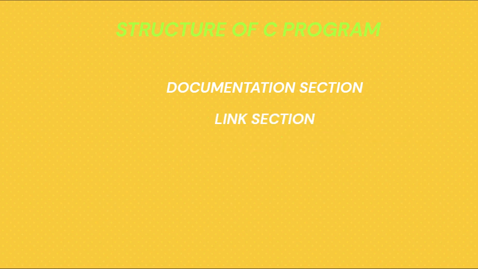And the second one is the link section. This section is used to include header files. For example, if we take #include <stdio.h>, # is the preprocessor and stdio.h is the header file. Here stdio.h is nothing but standard input output.